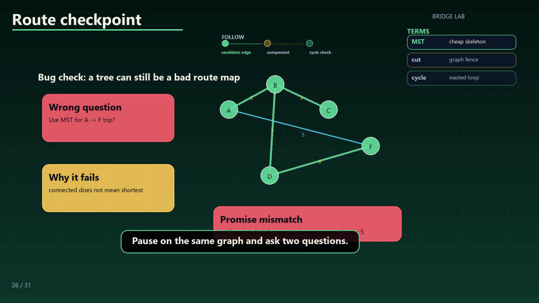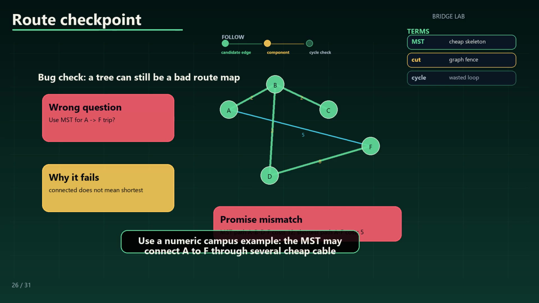Pause on the same graph and ask two questions. If one traveler wants A to F, shortest path wins. If the city wants to connect every district with minimum total cable, MST wins. Same edges, different promise, different answer.